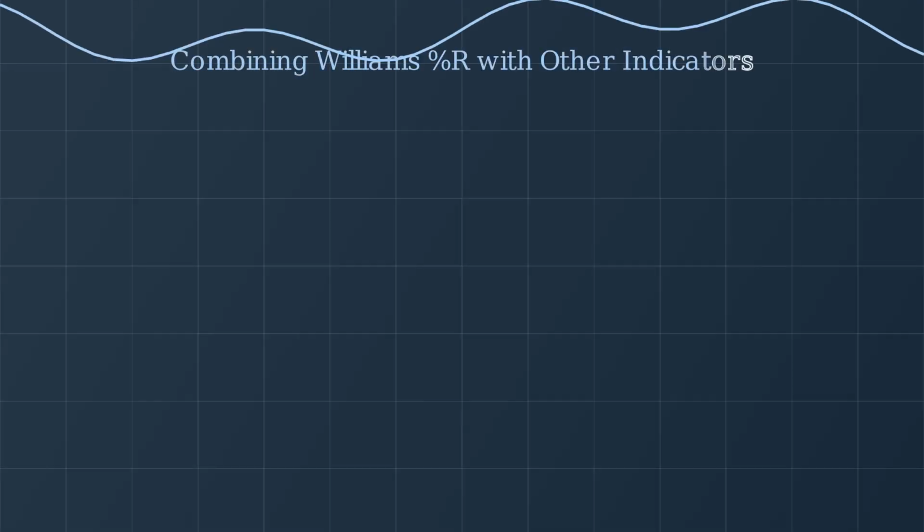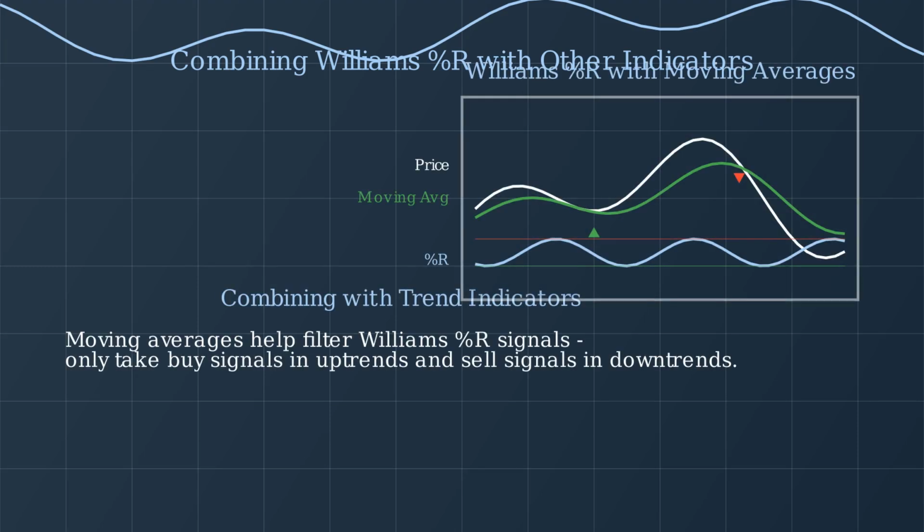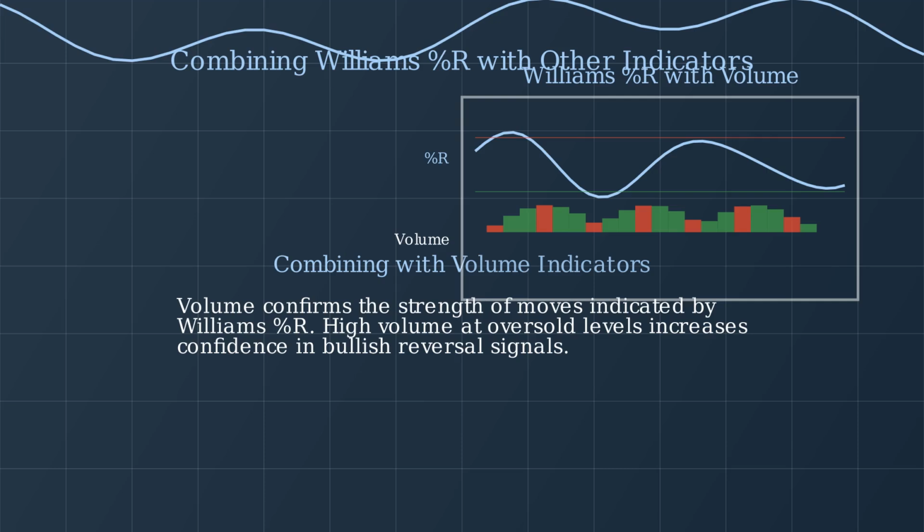Williams-Cent-R works best when combined with other technical analysis tools. Trend indicators like moving averages can help filter signals, only taking buy signals in uptrends and sell signals in downtrends. Volume indicators can confirm the strength of moves indicated by Williams-Cent-R. Higher volume adds confidence to potential reversals.